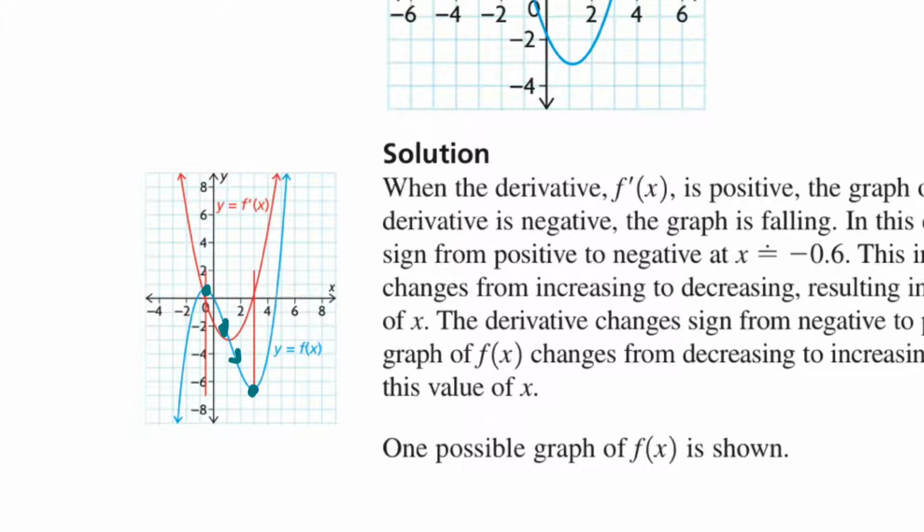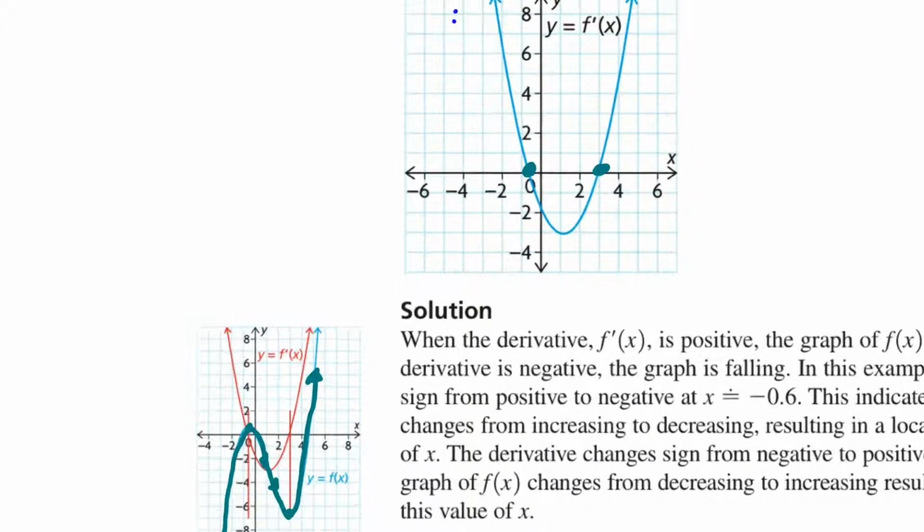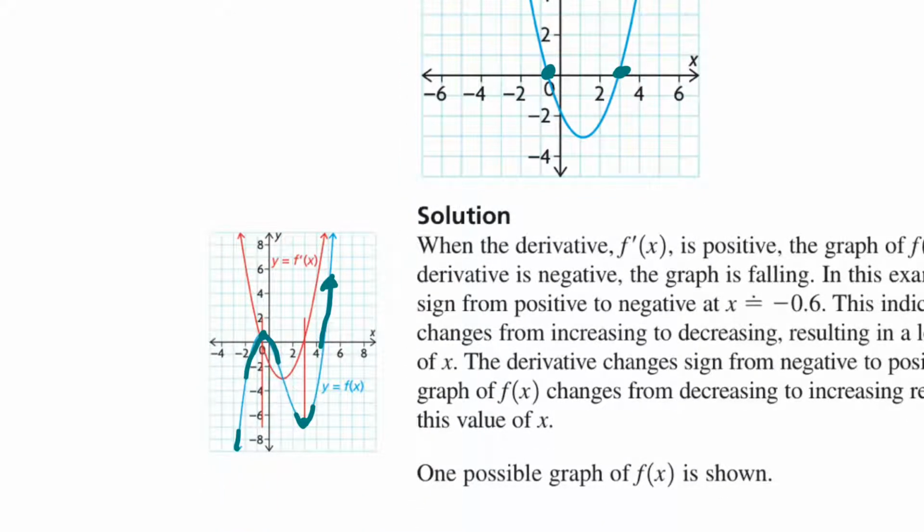After 3, derivative is positive, function is increasing. Before -1 is also positive. Cubic function would be similar to this. We know at -1 and 3, the tangent line to the graph of the function is horizontal. What we don't know is the y value at these 2 points.